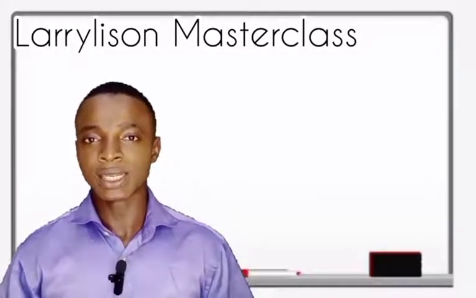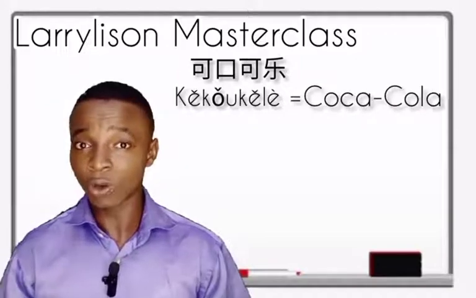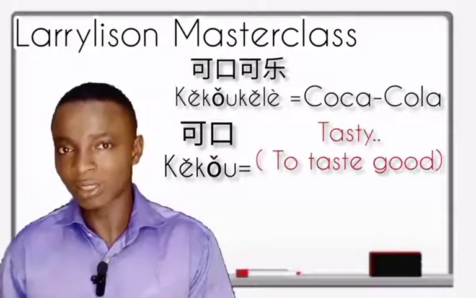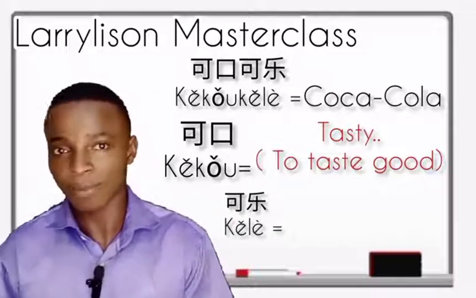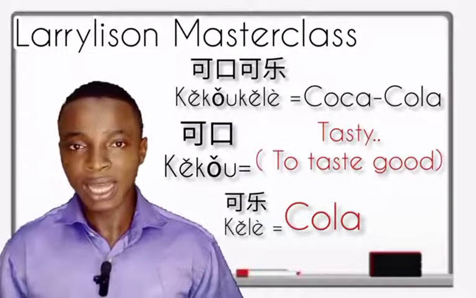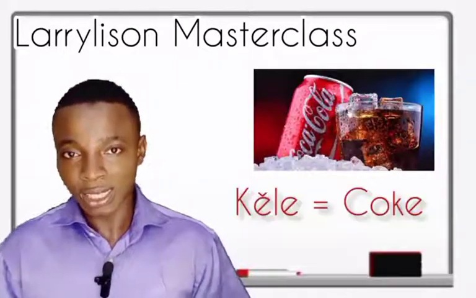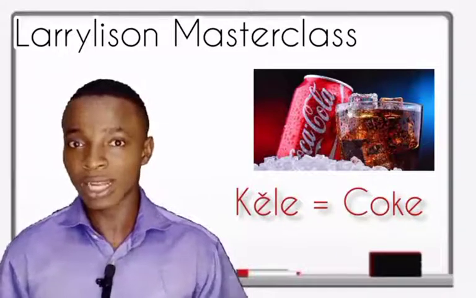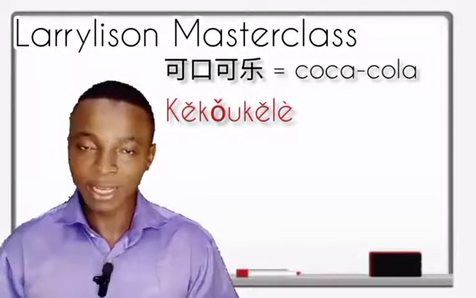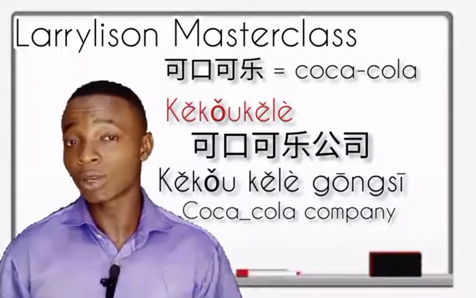Another word we can learn is 可口可乐, meaning what? Coca-Cola. 可口 on its own means something that is tasty. Then 可乐 means cola. But when these 2 words come together, it generally means Coca-Cola. In Chinese, if we want to say Coke, like the drink that we all know, we say 可乐. So 可口可乐 means Coca-Cola. What about Coca-Cola Company? 可口可乐公司, meaning Coca-Cola Company. Beautiful.